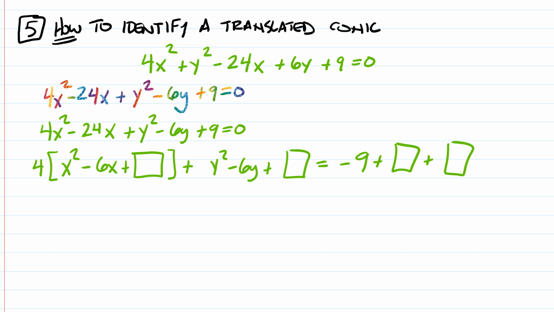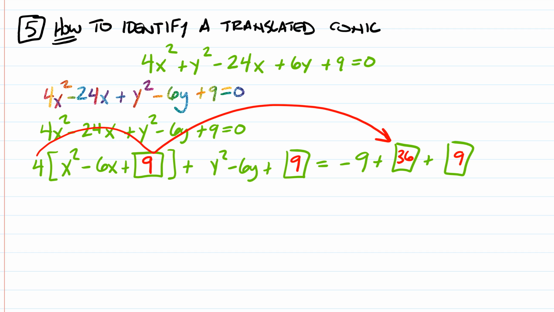So now all we do is figure out what goes in these boxes. Half of minus 6 is minus 3, squared is the number 9. So don't forget to multiply 4 times 9 to get that factor over here, to give you 36. The number that goes in here is also the number 9. But since I'm just multiplying a 9 with a 9, I just get 9 over there.